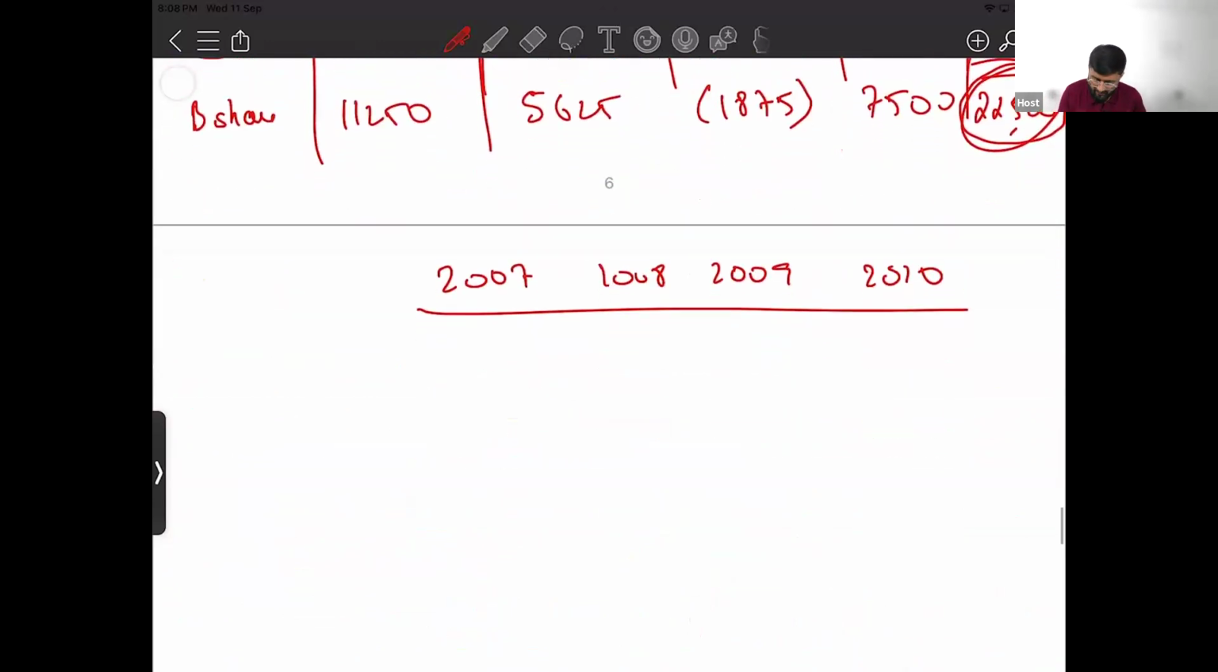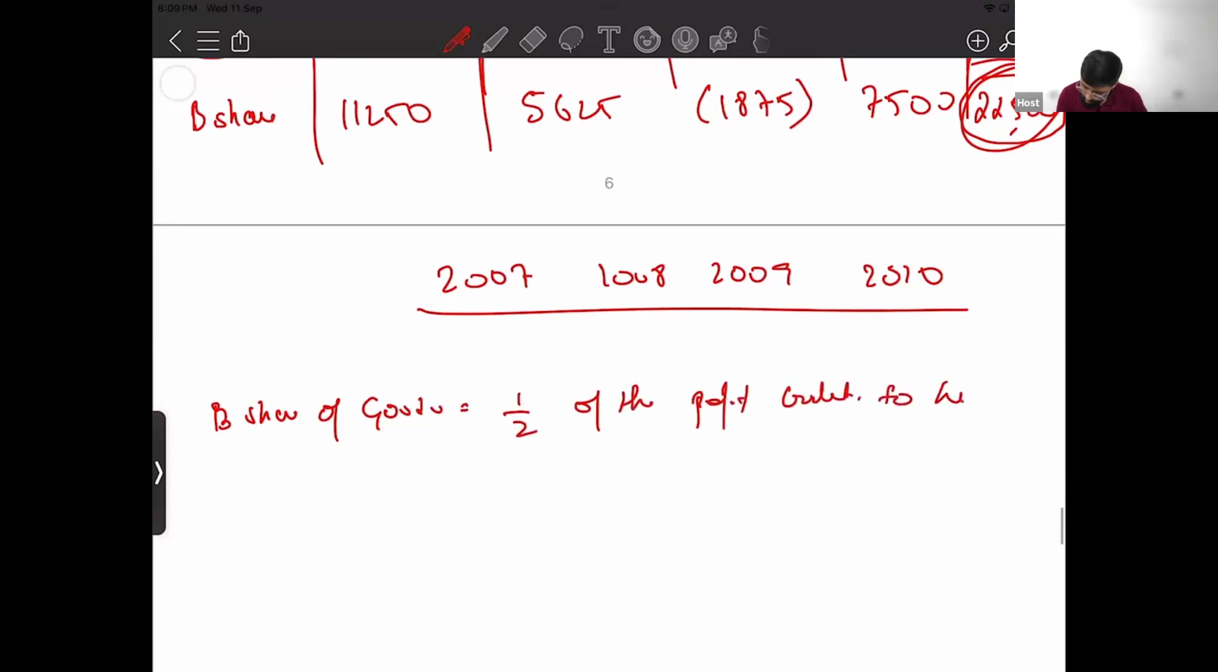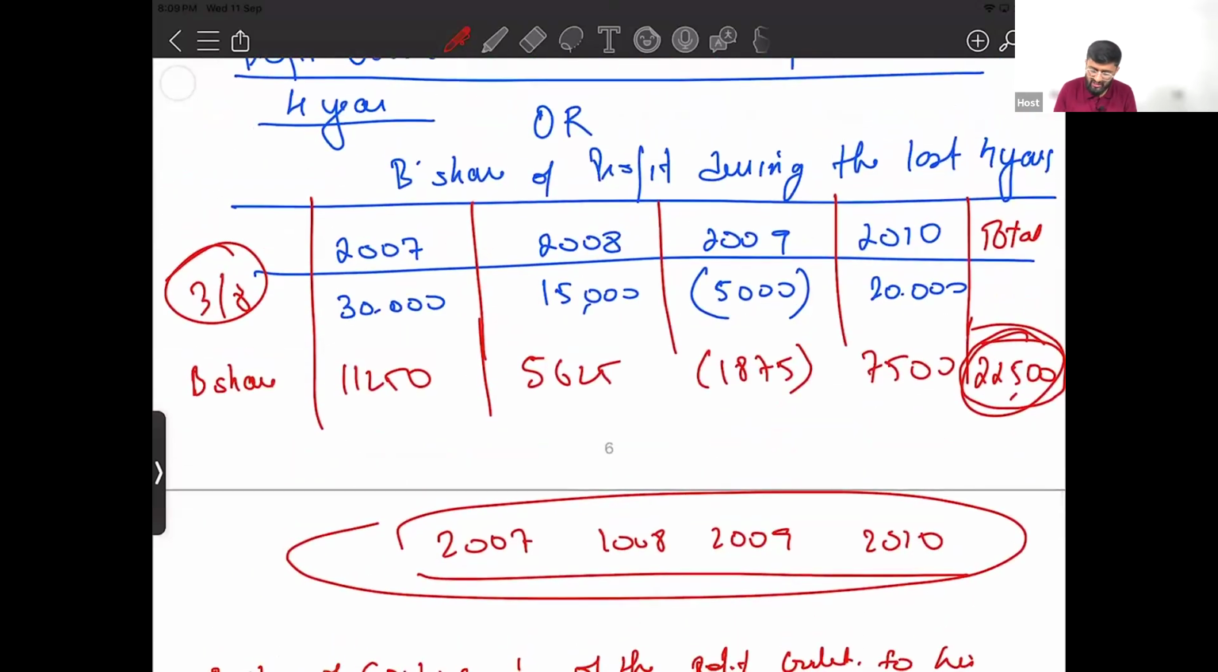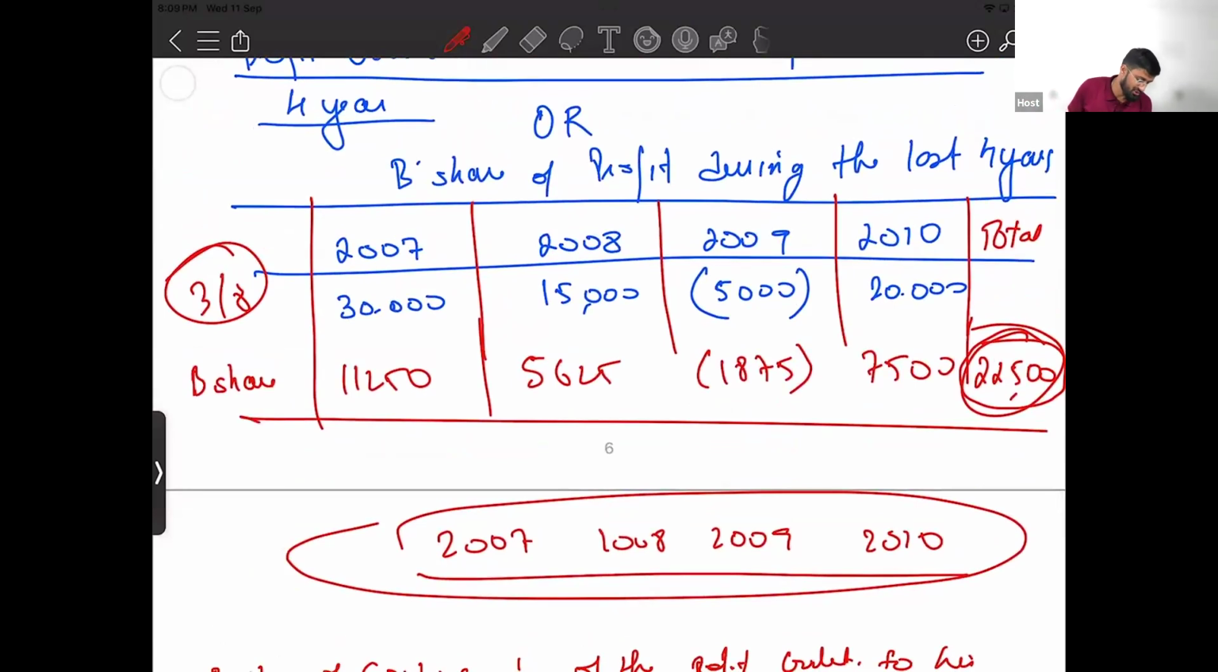But the question says B's share of goodwill will be half of the profit credited to his account. We would take an average if we had to use just 1 year's profit. In this question, the question is asking us to use 4 years' figures, that's why we will not do average in this question.